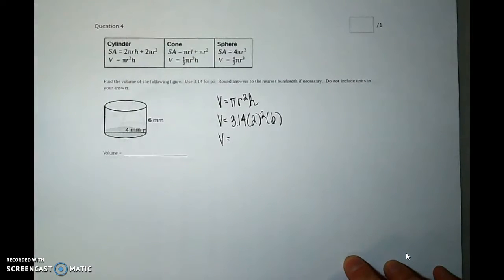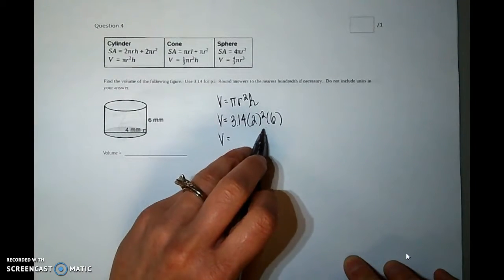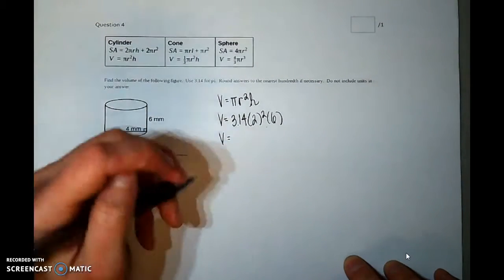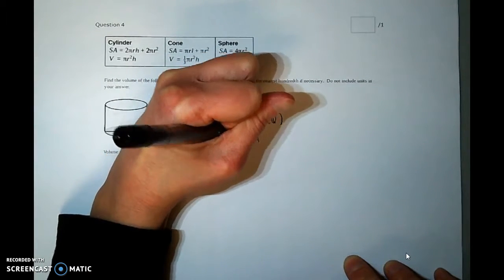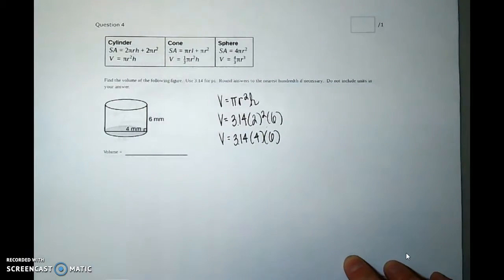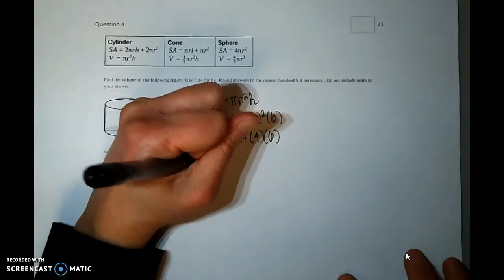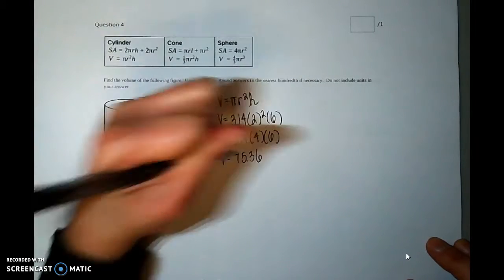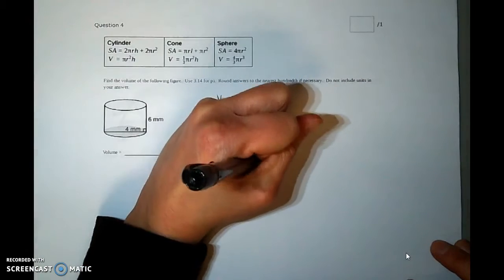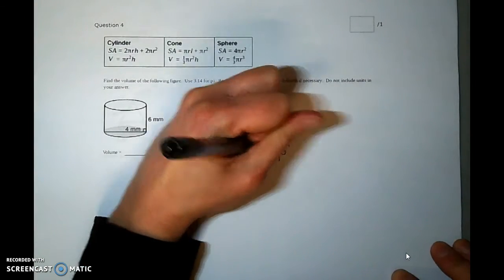And then next step, again, I have to find my exponent first. So we do exponents before multiplication. 2 squared gives me 4, so now I have 3.14 times 4 times 6. Next step, I just have to multiply everything together, and that gives me a volume of 75.36, and my units here are going to be millimeters cubed. Cubed because it's volume.